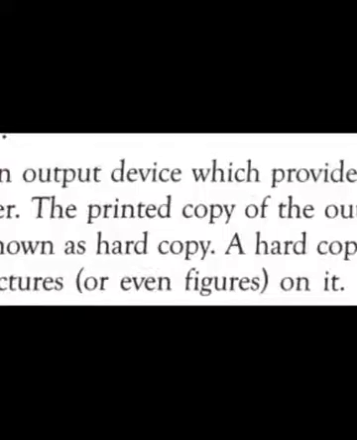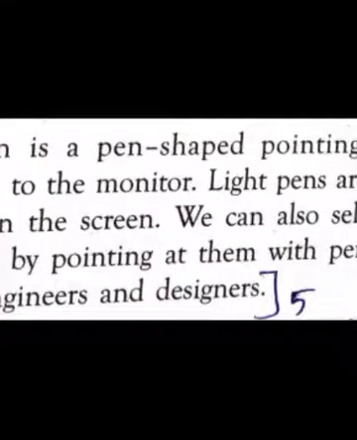Okay. Next one, fifth question. Explain light pen. Answer. Light pen is a pen-shaped pointing device. It is connected to the monitor. Light pens are used to draw pictures on the screen. We can also select objects on the screen by pointing at them with the pen. It is mostly used by engineers and designers. Okay, all of you complete the question answers.